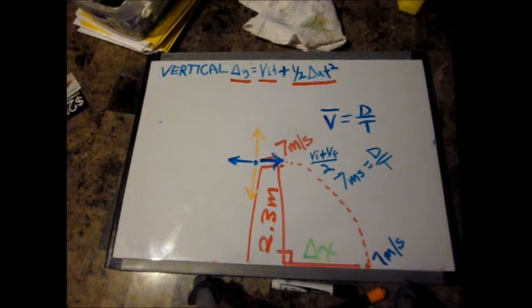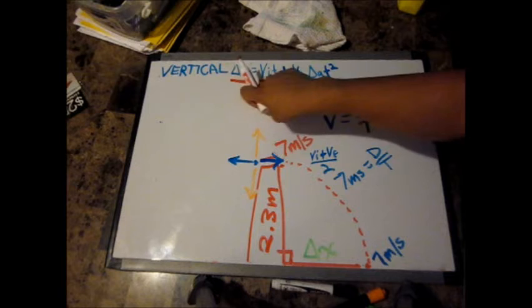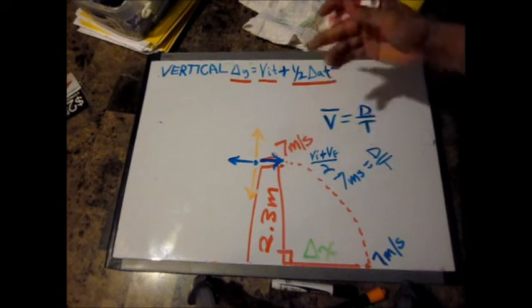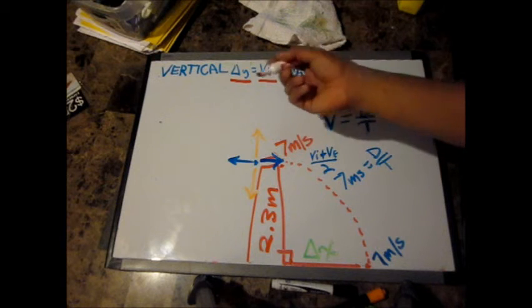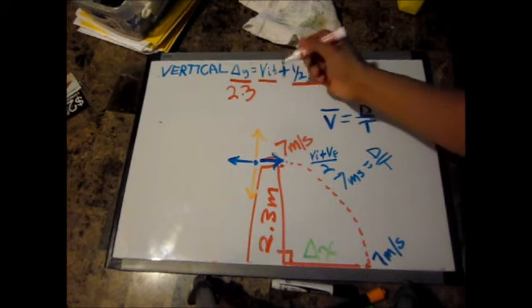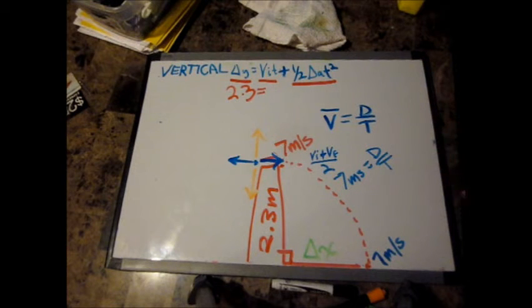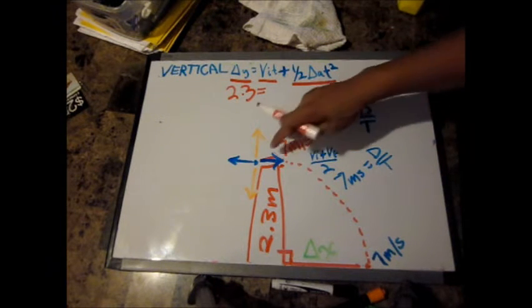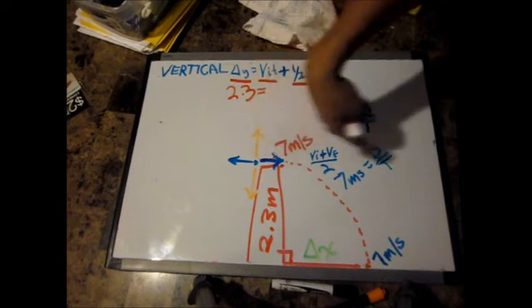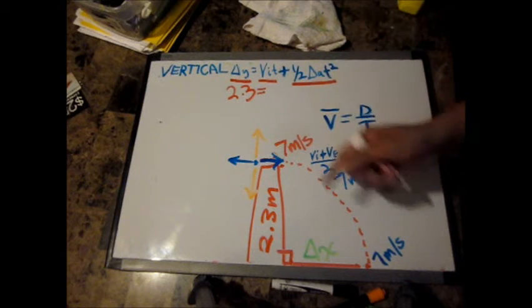Okay, so what are we given? We're given already the change of y, because the change of y will always be 2.3 because he's 2.3 meters from the ground. So we're going to write in 2.3 equals our initial velocity multiplied by time. Do we have our initial velocity of it going downward? Well, we have it going horizontally, but that's for horizontal. We don't have it going downward.